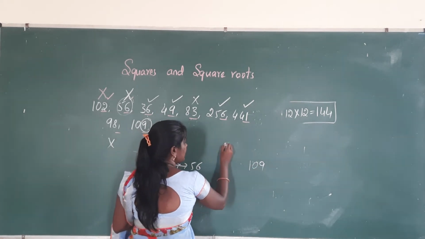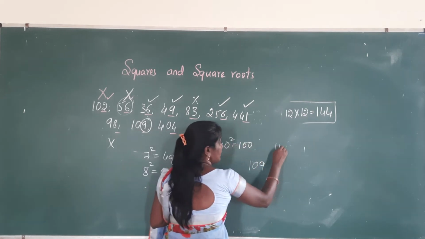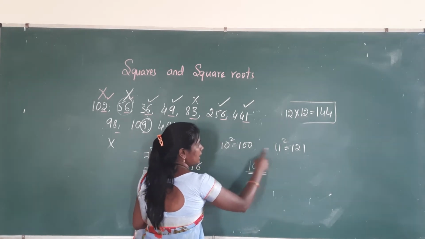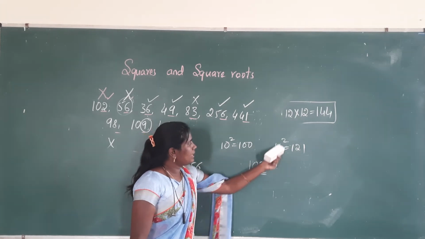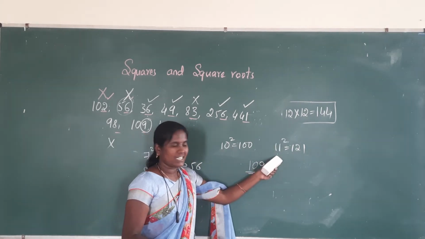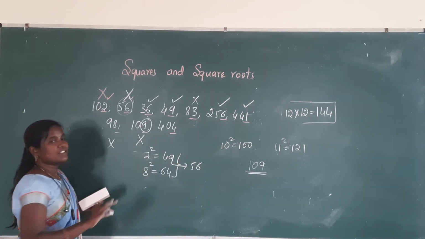See, 109 is there, so 10 square is 100, then 11 square is 121. This 109 lies between 100 and 121. That is 10 square and 11 square, but there is no natural number between 10 square and 11 square. Therefore, 109 is not a perfect square.